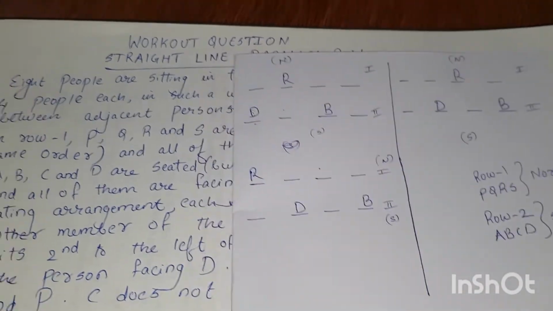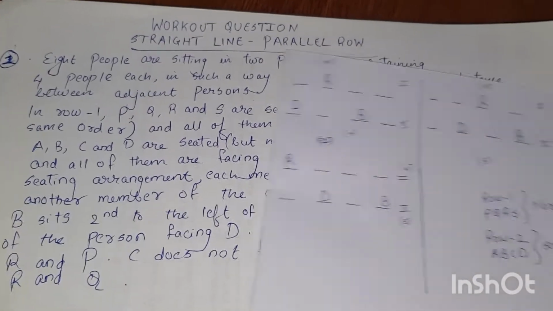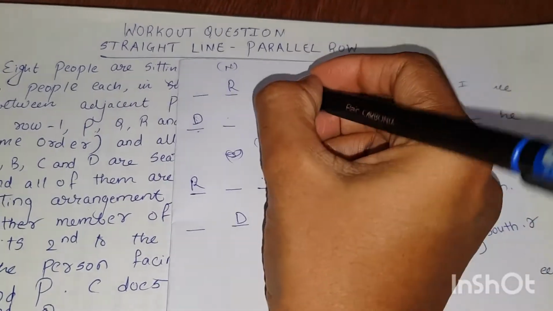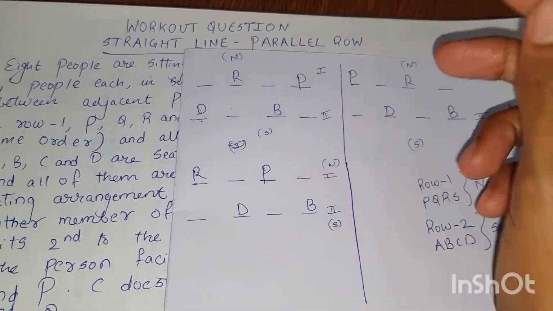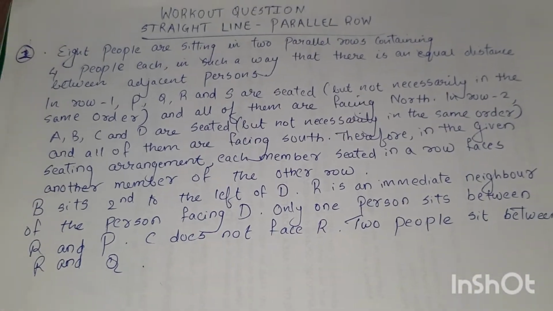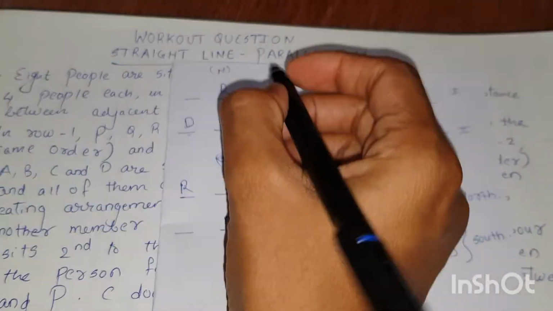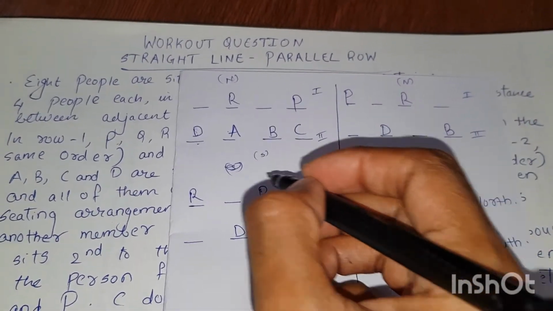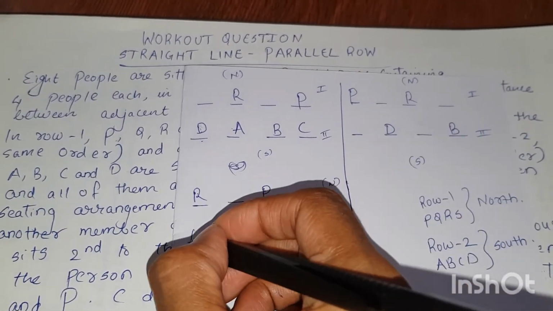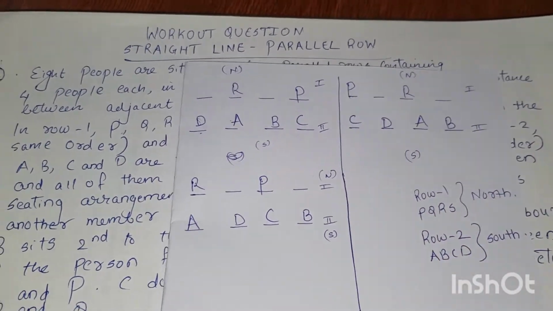Understood? Now, only one person sits between R and P. Between R and P, only one person is sitting. Now, C does not face R. That means C is here and A is here.